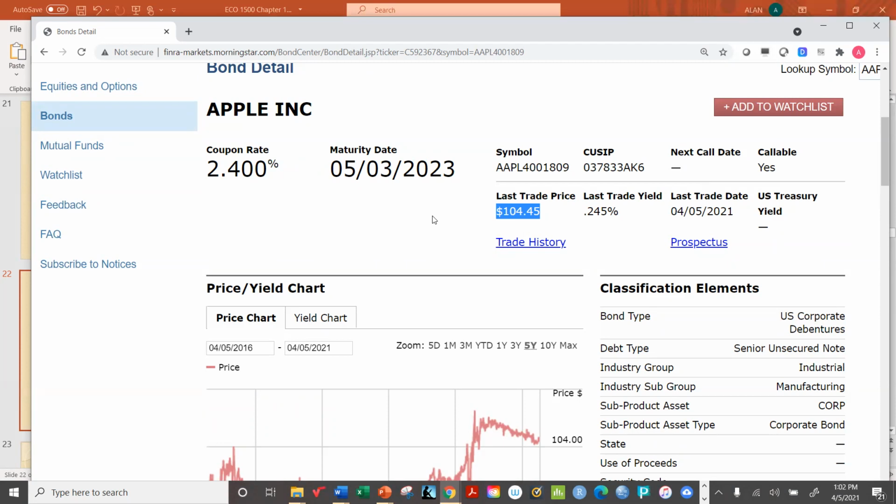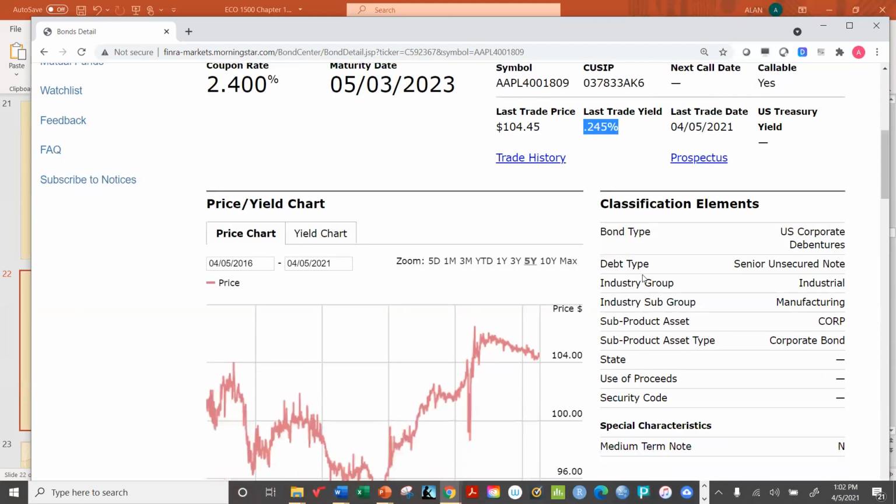Now, the yield can be thought of as approximately the rate of return to the owner of the bond, although it's a very complicated topic that we won't have time to get into right here. But roughly, this means that if you buy this bond, you're going to earn about 0.25% per year, which isn't much, but this is a very safe bond, and you're not likely to lose your money, and it's still better than what you could get in a bank account.